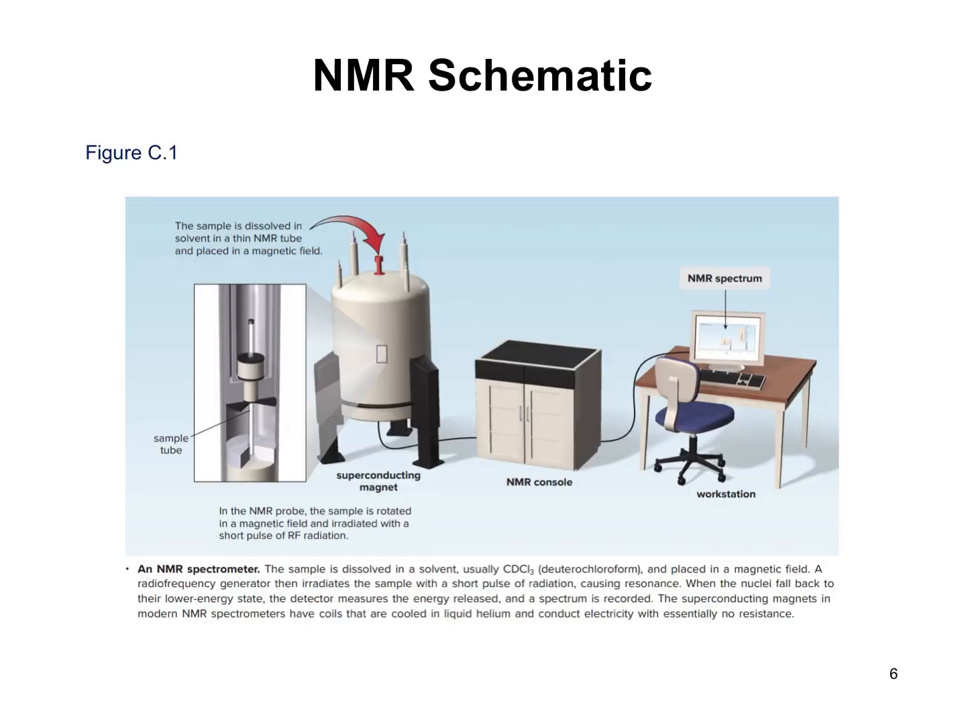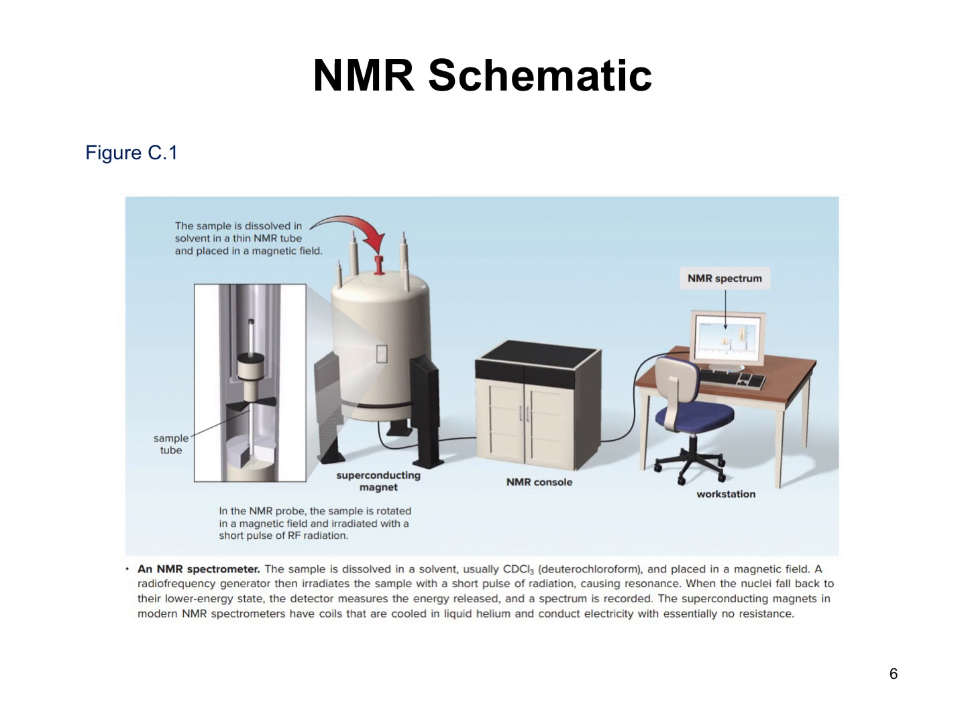So this is a schematic of an NMR, right? A sample tube is loaded into the NMR here. The sample is dissolved in a solvent, and the NMR tube is really, really thin. The magnet is here, and the sample is going to be rotated in a magnetic field and then irradiated with short pulses of that RF radiation. And then you get an NMR spectrum from this.